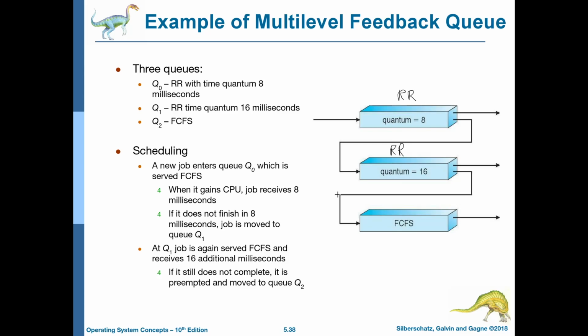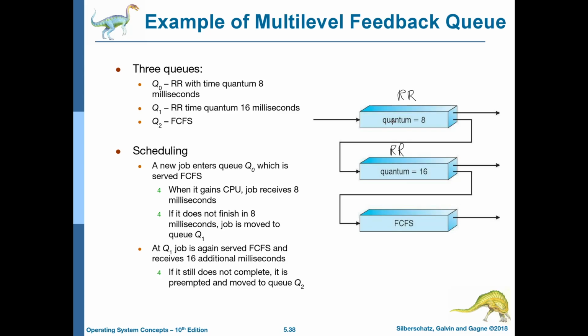So, we have a job in this particular example that enters queue 0, the top queue. But when it gets the CPU, the job receives 8 milliseconds. If it does not finish its 8 milliseconds, it actually gets downgraded to the second level queue. So what that does is jobs that are less than 8 milliseconds will, as they come into the queue, get run fairly quickly.